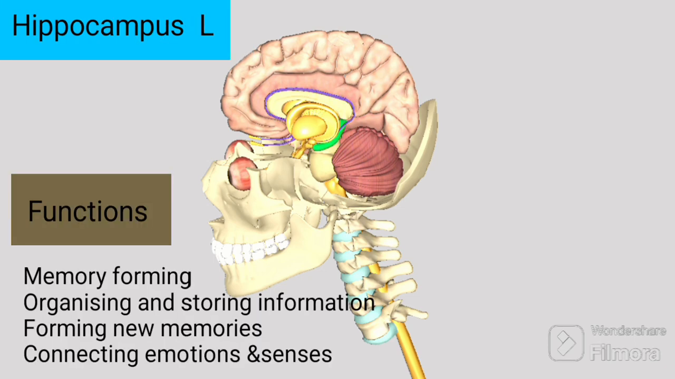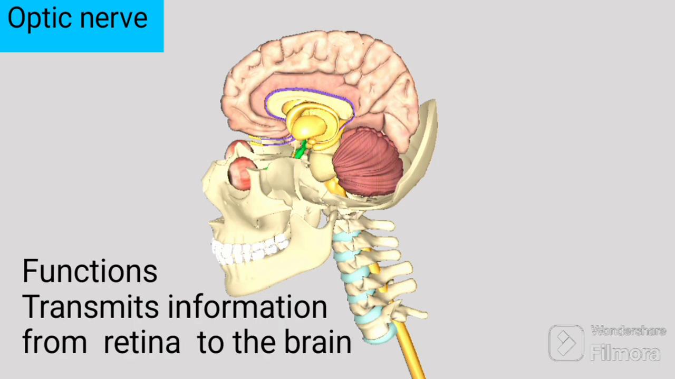Hippocampus. It belongs to the limbic system and plays an important role in the consolidation of information from short-term to long-term memory and spatial navigation. Humans have two hippocampi, one on each side of the brain. There we have the optic nerve, which transmits information from the retina to the brain.